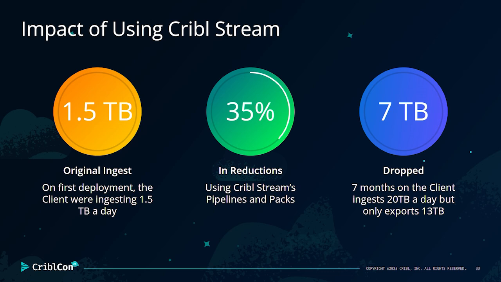That client now ingests 20 terabytes a day, but thanks to Cribl Stream, they export about 13 terabytes to their respective observability tools with room for much more reduction. And that means we are dropping an average of 7 terabytes a day on average, which is about 35%. And yeah, this proved the platform's value at scale very quickly. It was considered a success, and we swiftly moved on to phase 2 to get some more reductions.